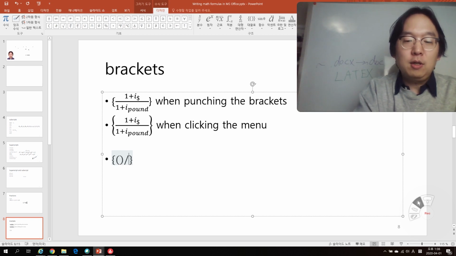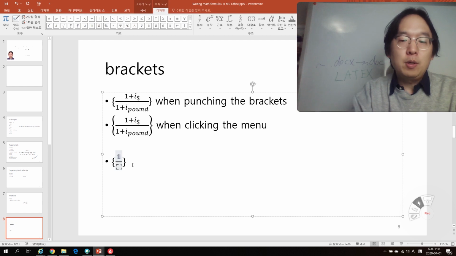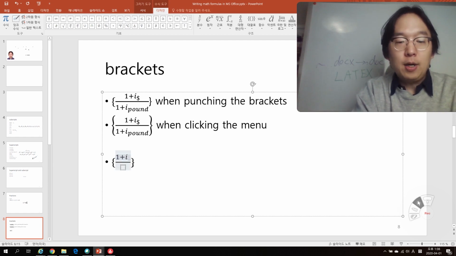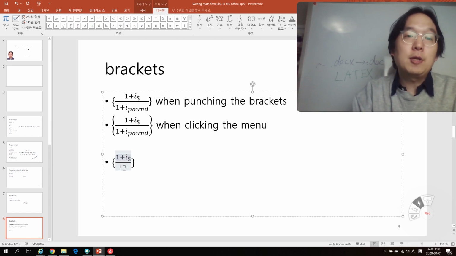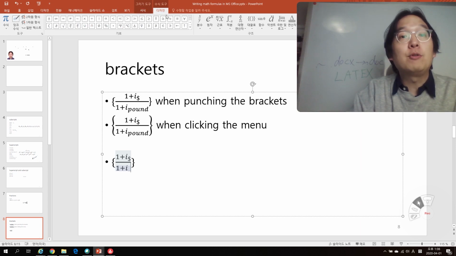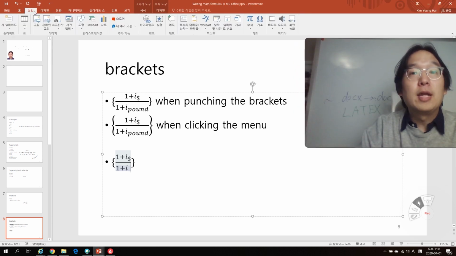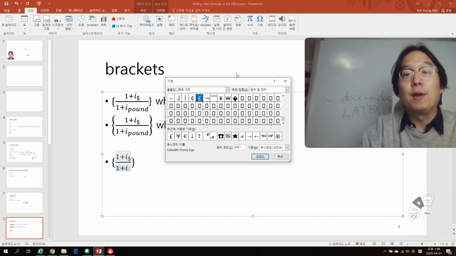So over here like this, right? And then 1 plus I underbar dollar. Well, 1 plus interest rate in terms of US dollars, I say. 1 plus interest rate in pound, British pound. Well, British pound, you can insert using some other functions. Insert and then symbol, okay?